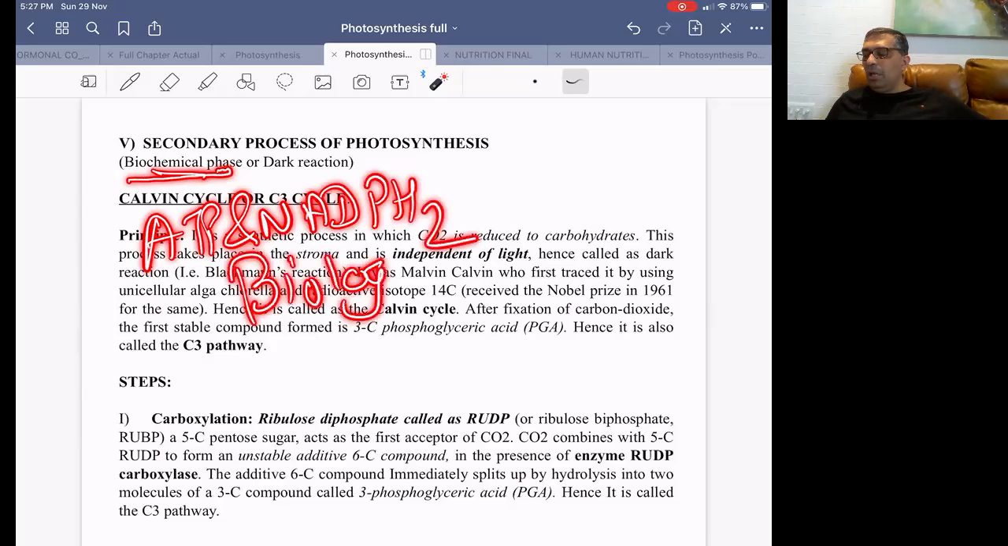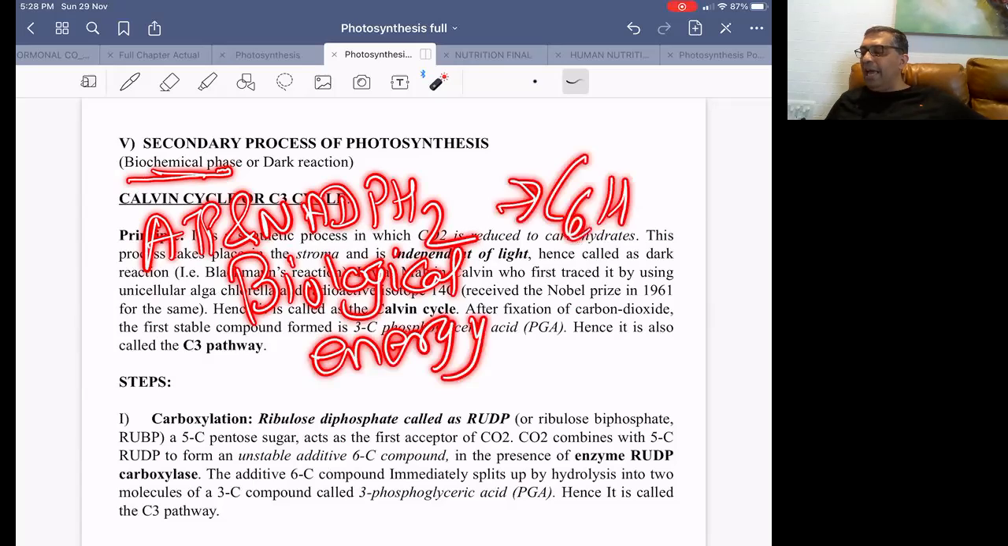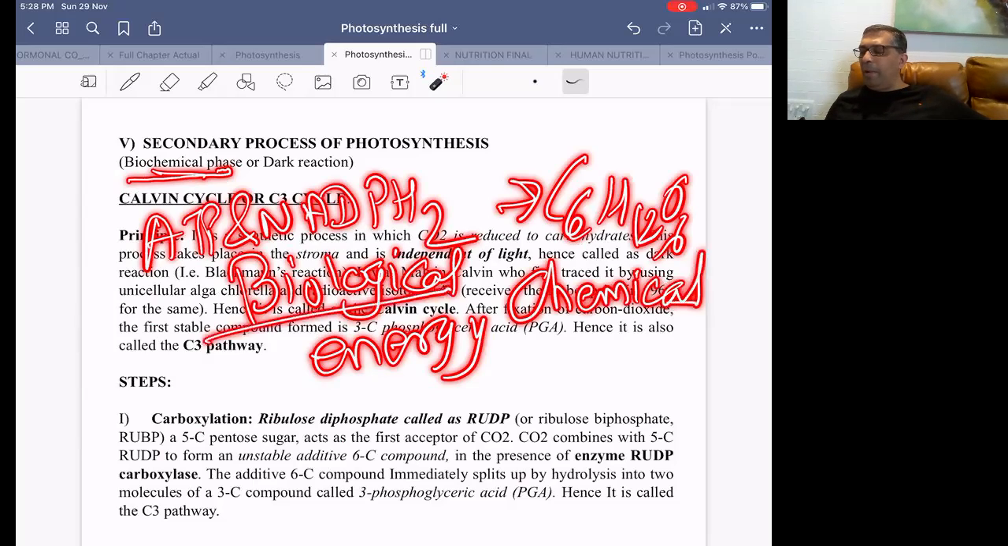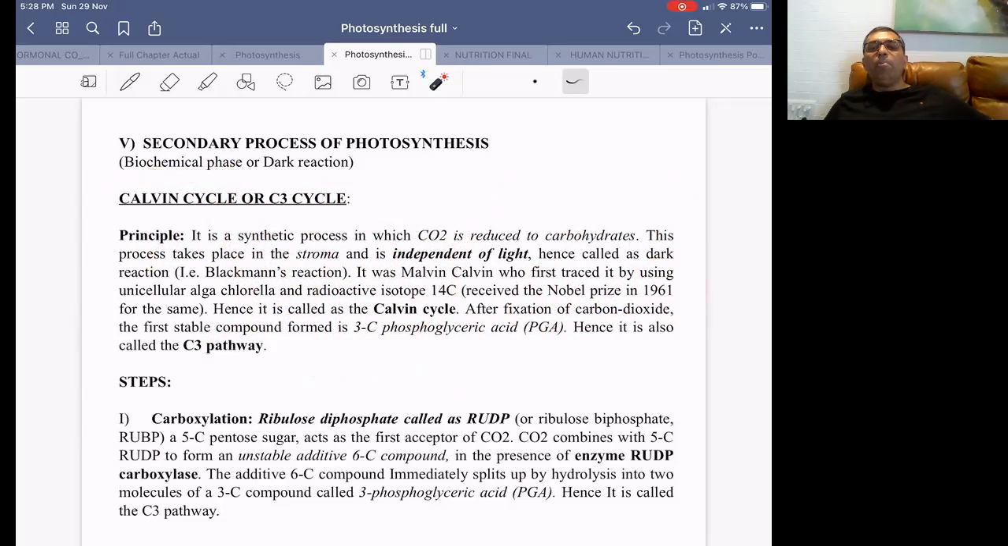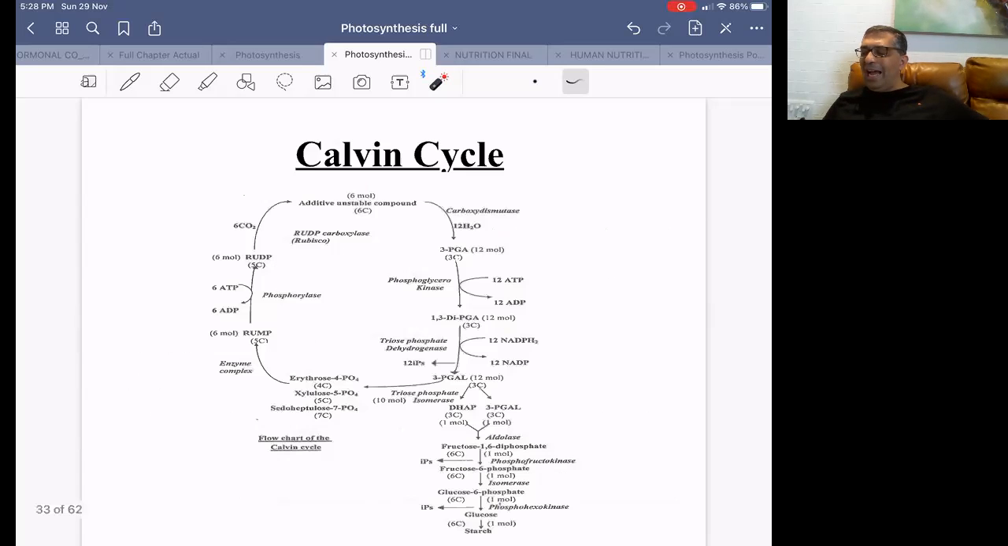Biological energy, ATP and NADPH2, gets converted into C6H12O6, which is called chemical energy. So what is the process called? Biochemical. And the biochemical process is also called Calvin cycle or C3 cycle. So what is the cycle of dark reaction called? Calvin cycle, also called C3 cycle.